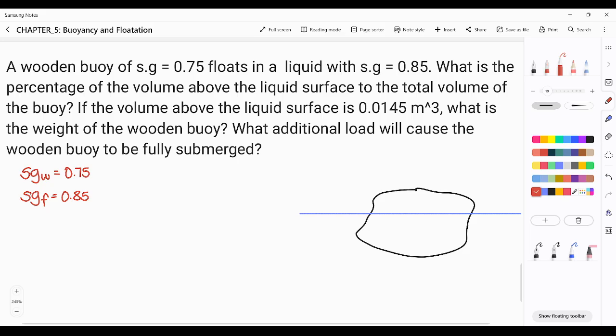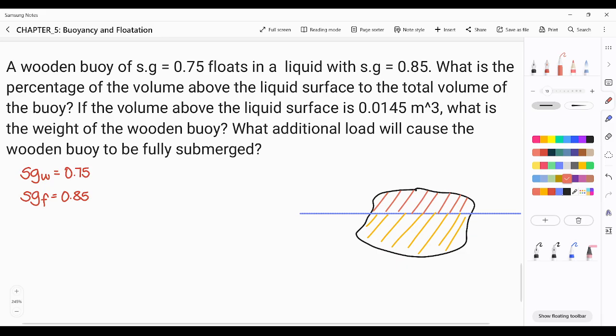Alright. So, basically may pinapahanap sa ating tatlong bagay. Unahin natin yung una. Binigyan lang tayo ng dalawang SG. So, hanapin natin firstly yung percentage of the volume above the liquid surface. Itong volume sa baba, ito yung volume submerged, di ba? This is the volume submerged. And ito yung volume sa taas, ito yung hinahanap natin. Yung percentage daw ng volume above the liquid surface to the total volume.